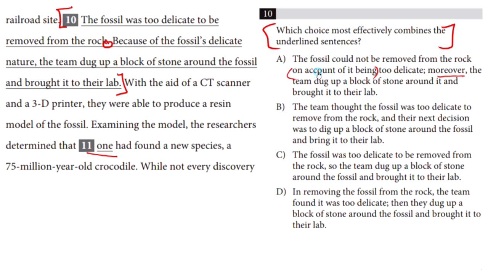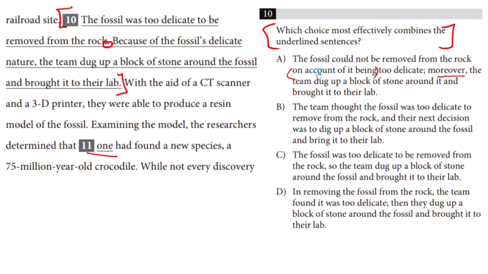There are certain things that are correct and certain things that are incorrect. So anyway, again, putting ourselves back in the uninitiated mindset, let's take a look at B, as in boy, which says the team thought the fossil was too delicate to remove from the rock, comma, and their next decision was to dig up a block of stone around the fossil and bring it to their lab.